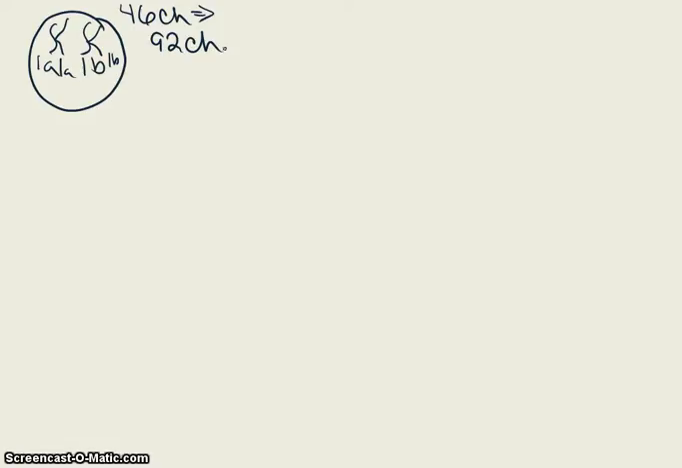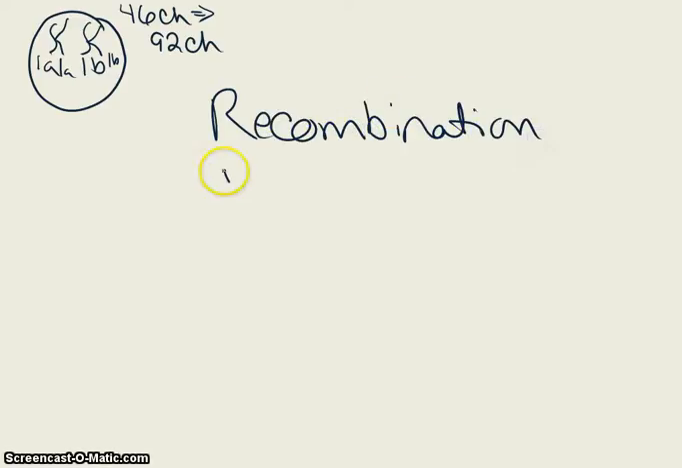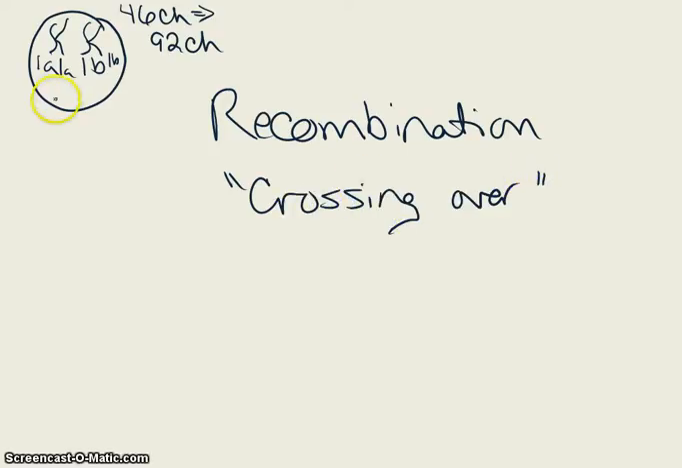Now here it's actually going to be slightly different though, because 1A and 1B, instead of just splitting the way they did in mitosis, we're actually going to see a process called recombination occur. So recombination. This is also known as crossing over. So during this process, what we're going to see is DNA from chromosome 1A and DNA from chromosome 1B trading places. So I'm just going to make this a little bit bigger here.